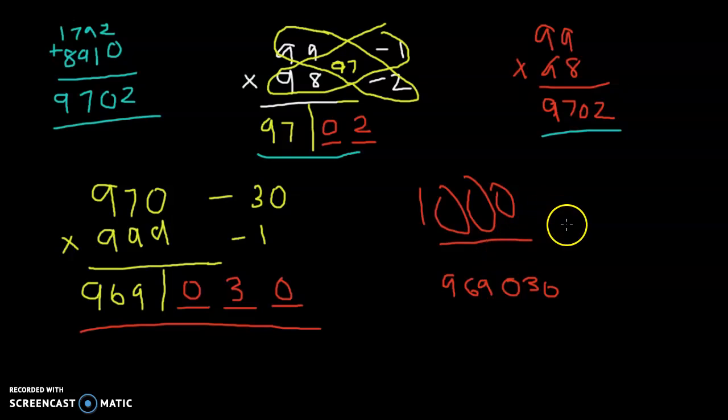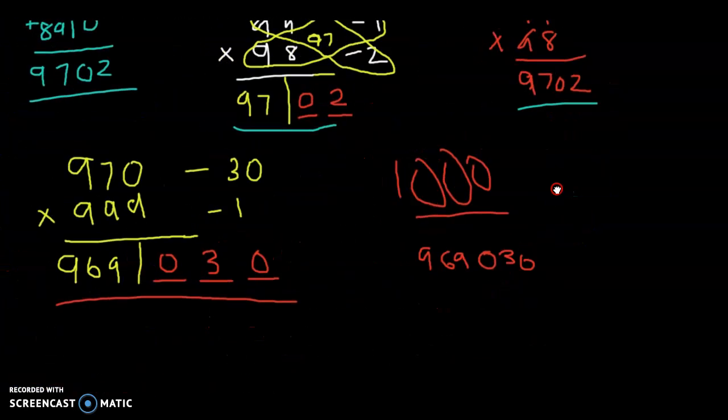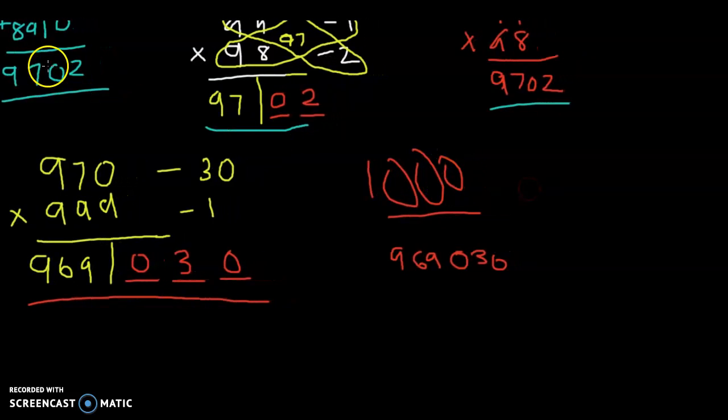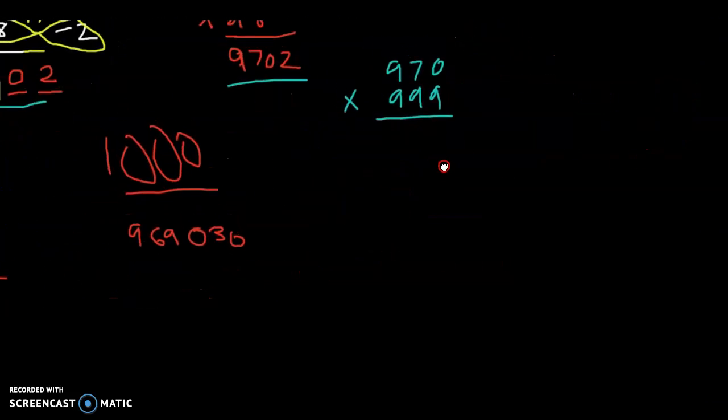Let's check it now. Wait, what is the question? 970 times 999. So we'll write it down right here: 970 times 999. Let's solve for this.